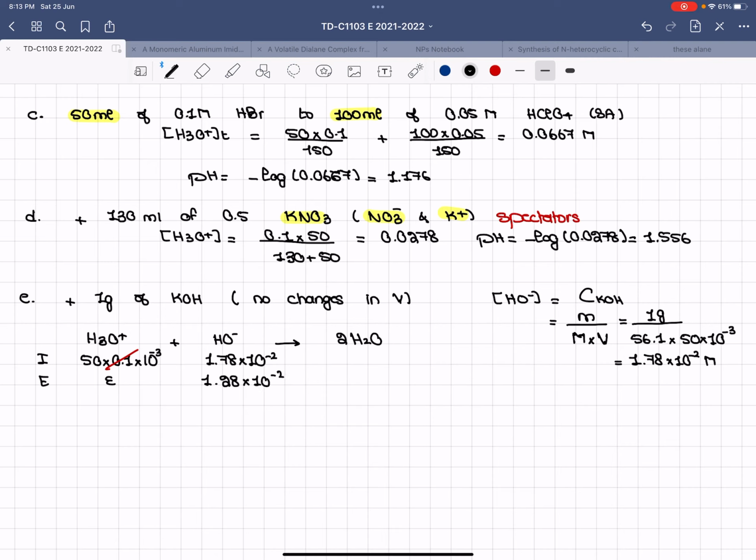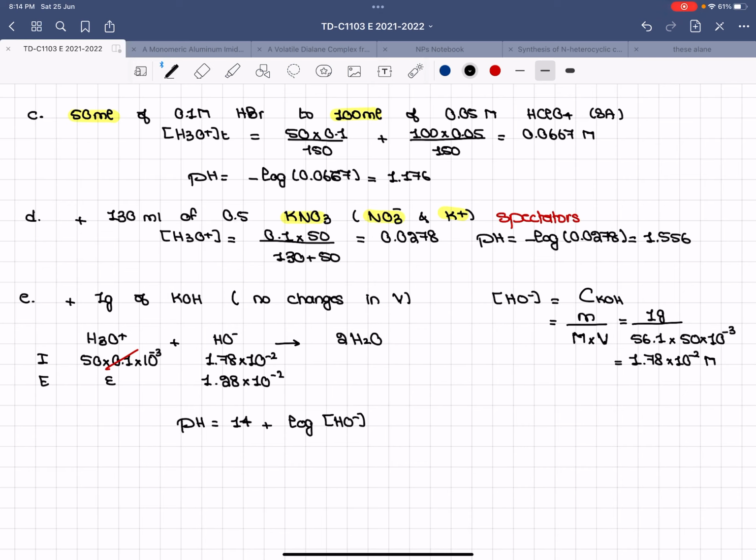So now you only have a base. What is the pH? Same, just greater than 3 times 10 to the power negative. Find the pH, which is 14 plus log HO minus. Don't forget to calculate the concentration of HO minus.